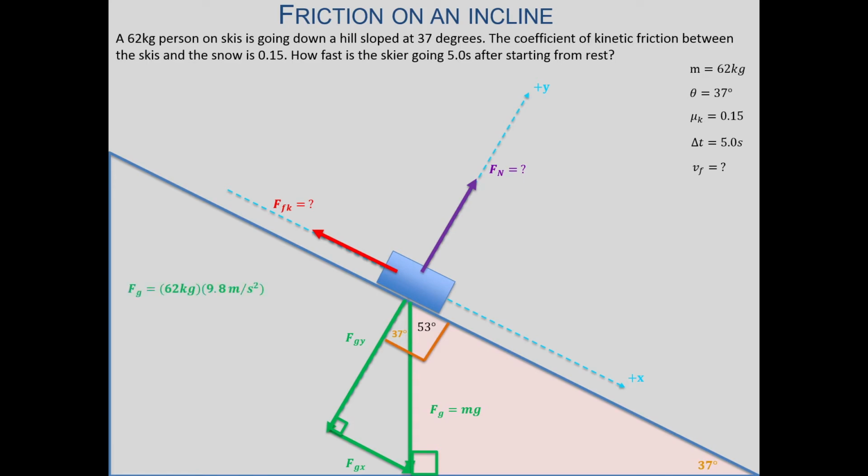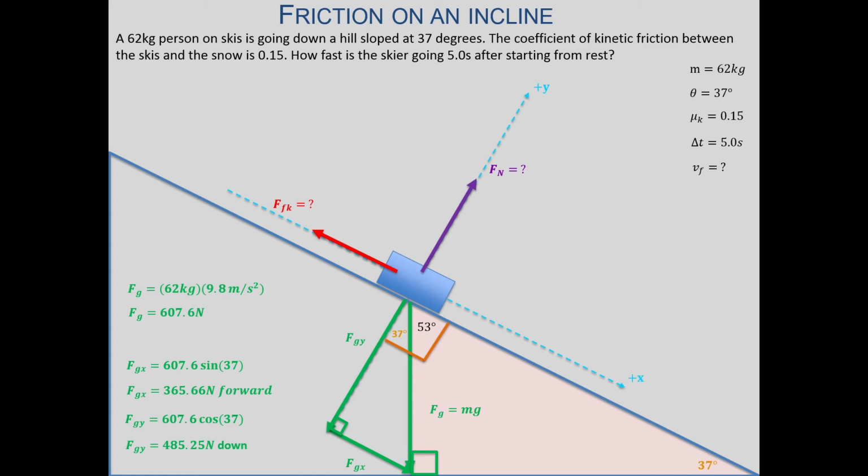Calculate gravity first, which is 607.6 newtons. Based on the angle placement, cosine and sine will be used to find the y component and x component respectively, which comes out to be 365.66 newtons forward and 485.25 newtons down. Before moving on, let's make sense of these values. The y component of gravity keeps the skier on the ground, while the x component of gravity is what causes the skier to go downhill.